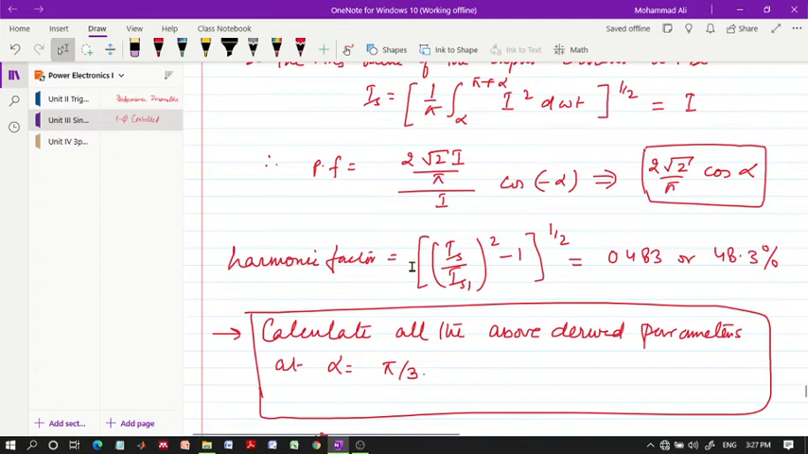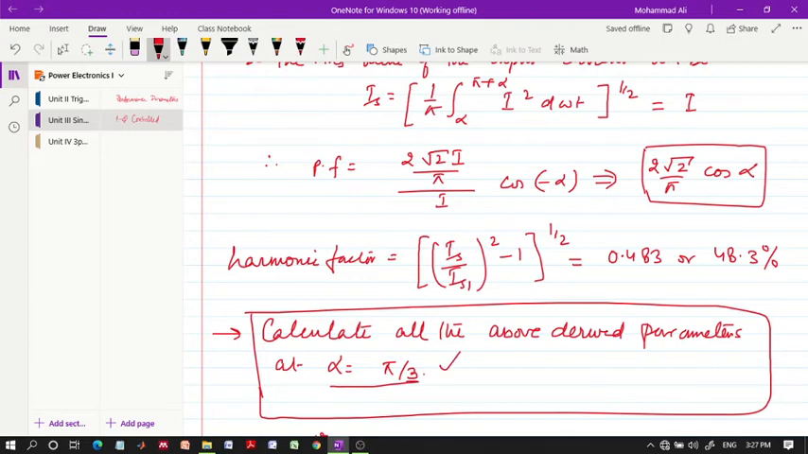Harmonic factor can be derived like this: IS by IS1 whole square minus 1, and whole under root. So this comes out to be 48.3%. You can calculate these parameters for any arbitrary angle. Choose one angle alpha as pi by 3 and derive all these values.